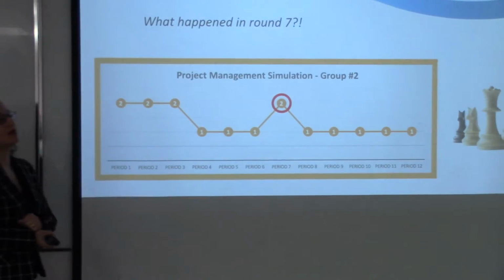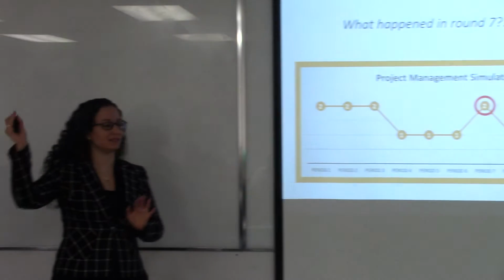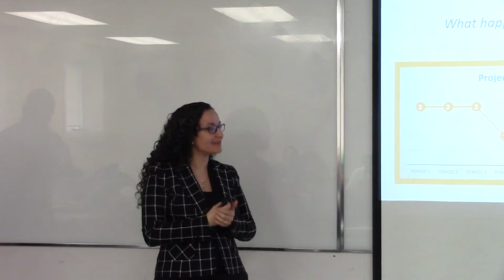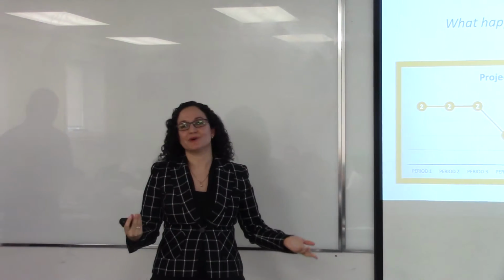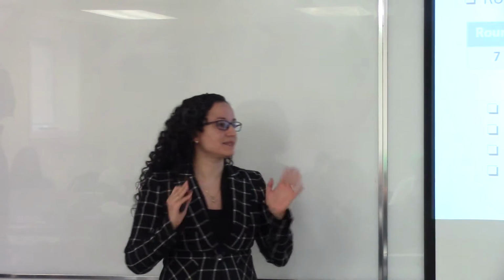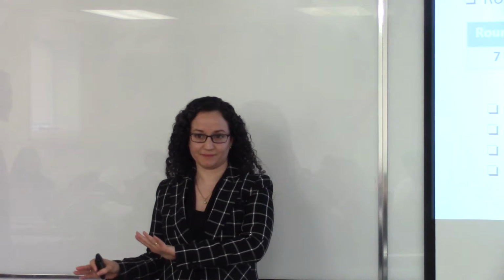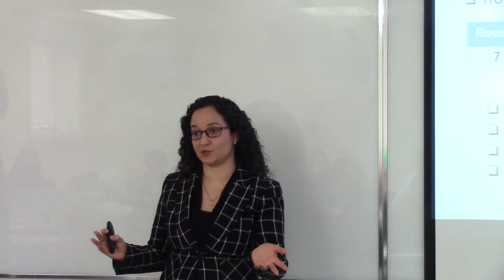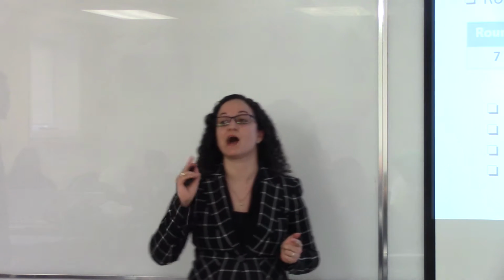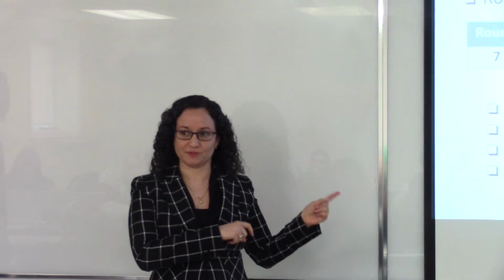But in period 7, we bid for the best resources, the more skilled ones, the number 1. And those resources don't have a good performance. Let's see the details. We got 8 activities in this round. Only 1 activity was in the critical path. That activity was a huge one because it had 128 hours, and it must be performed by the paving contractor.